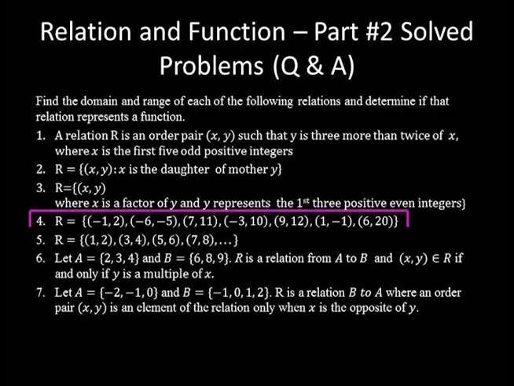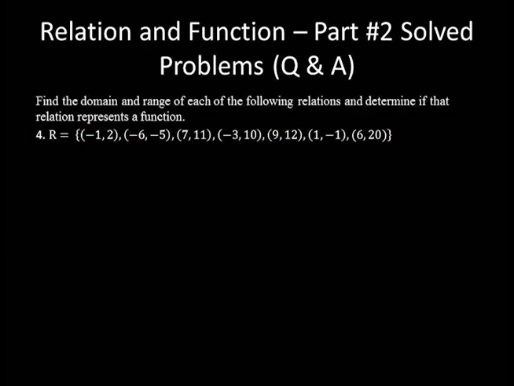Question number 4. The relation R equals a set containing these 7 ordered pairs. It's already given by enumerating the list of all ordered pairs. Hence, we can easily figure out the domain and the range. Domain of relation equals the x values in the given set: -1, -6, 7, -3, 9, 1, and 6. Let's arrange them in ascending order. The smallest one is -6, then -3, -1, 1, 6, 7, and 9.